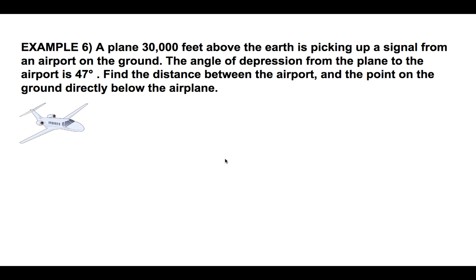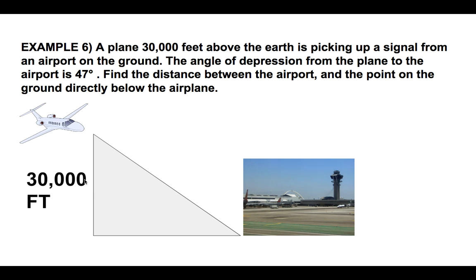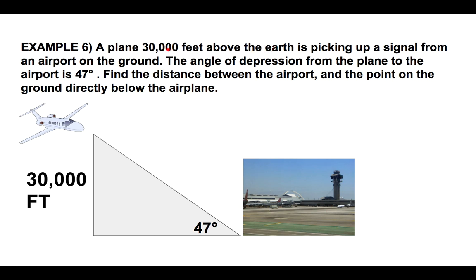So I'm going to go ahead. I have this plane and it's approaching the airport. From these 2 points, I'm going to create my right triangle. I know that my plane is 30,000 feet above the ground. I know that this angle here is 47 degrees because notice in the problem, it says the plane is 30,000 feet above the earth. So since it's 30,000 feet above the earth, this is the 30,000 feet.